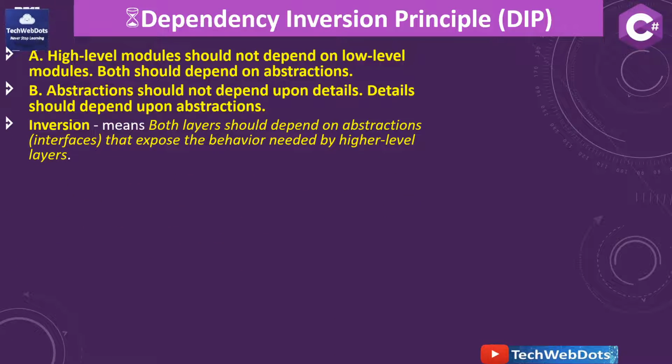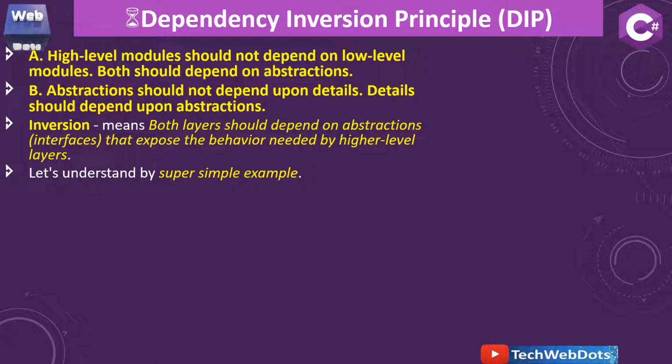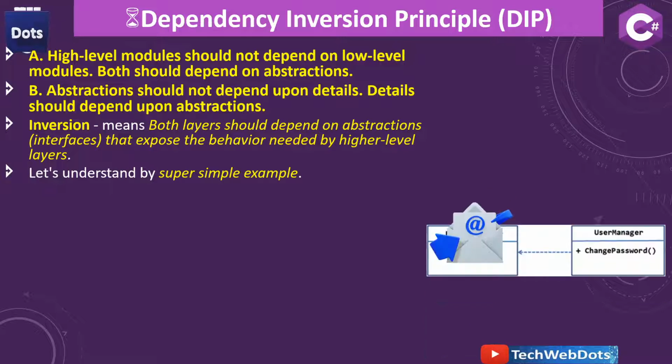The very basic meaning of inversion, if you go by the dictionary, is reversal, reverse, or turning around. But in terms of the dependency inversion principle, inversion means both layers should depend upon abstraction interfaces that expose the behavior needed by the higher level layer. Now you must be thinking about what layers I am talking about. So let's understand with a super simple example.